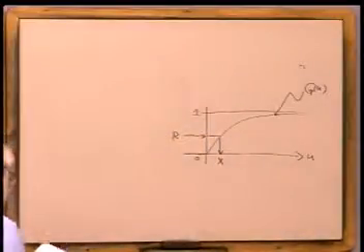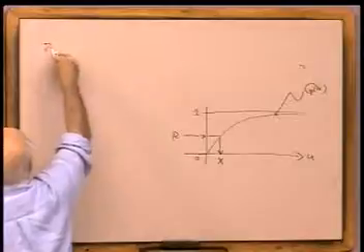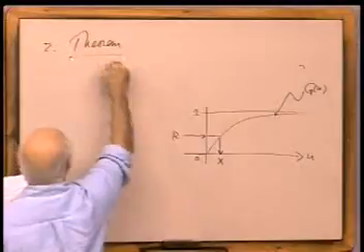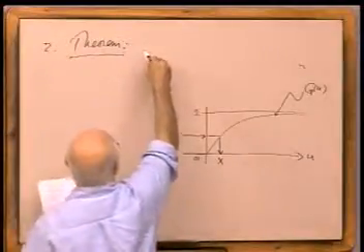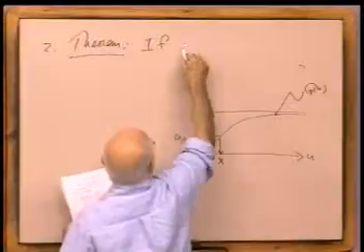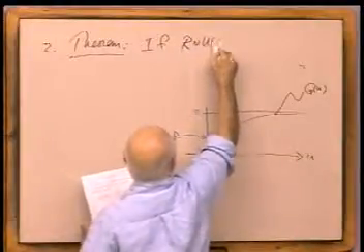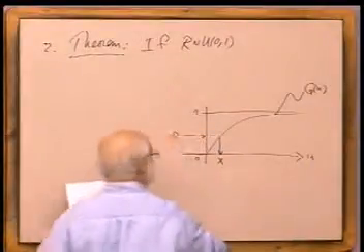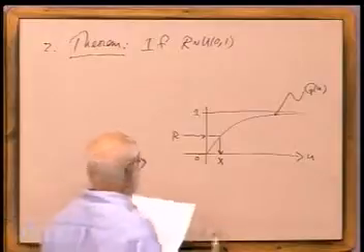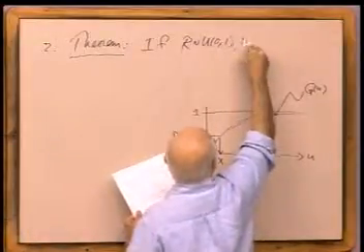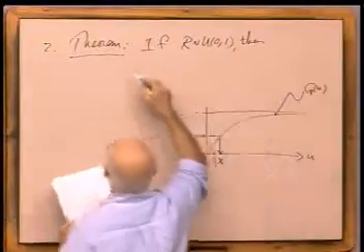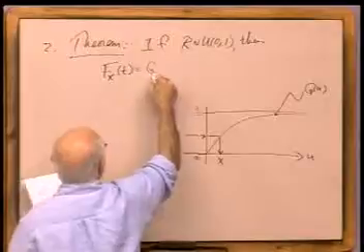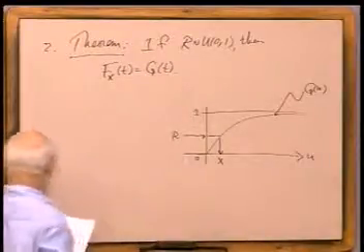Okay, so there's the picture. So now here's the theorem. The theorem says if r is distributed as a uniform variable between 0 and 1, which is what a random number generator is supposed to do, then the distribution function of x evaluated at t is in fact G of t.